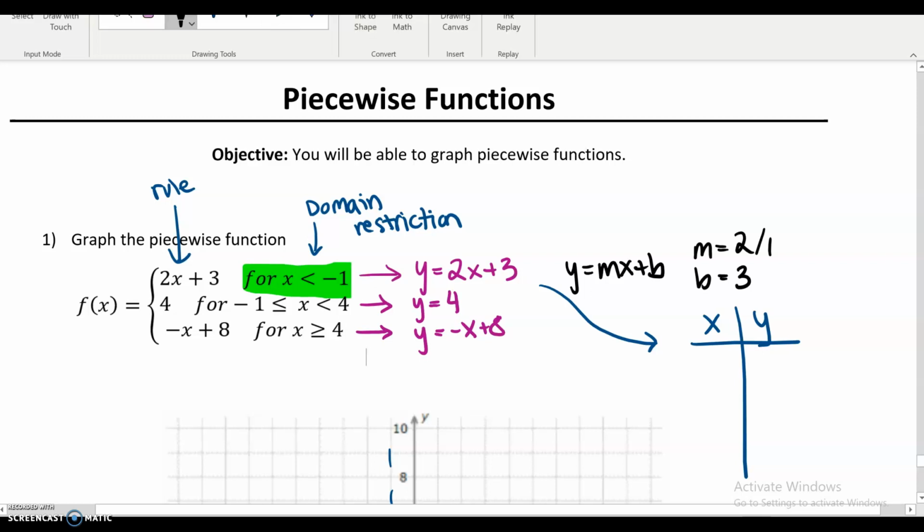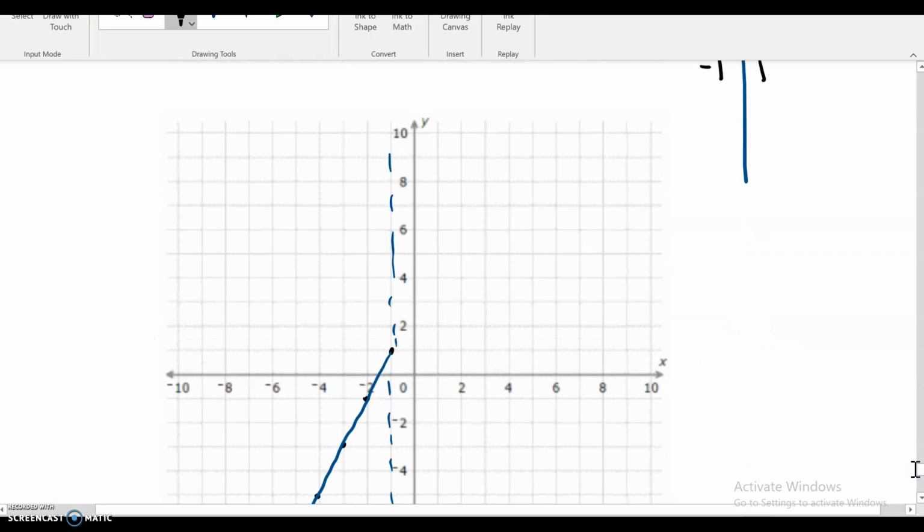I could only plug in x values that are less than -1. You will always want to plug in that boundary, so I'll plug in -1 to see where it begins or ends, depending on how you look at it. So if I plug in -1, you have 2 times -1 is -2, plus 3 would be 1. And I could plot that point, -1, 1, which is right here, as you saw in my graph before.